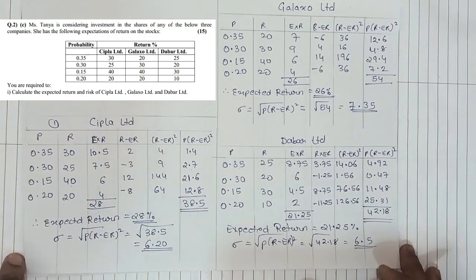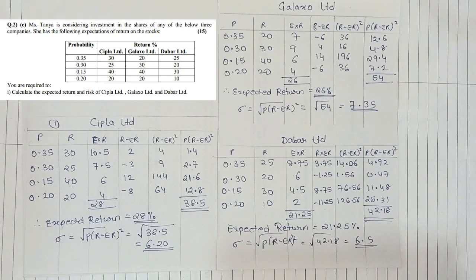Okay, so they just said Tanya is considering an investment, but they have not mentioned which one to select. They only asked to find expected return and standard deviation for the three, which is done. So this is how you all had to solve the particular problem sum. Now we'll see what is the next question.